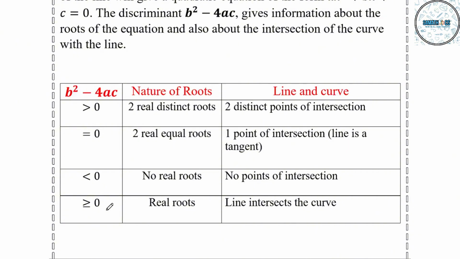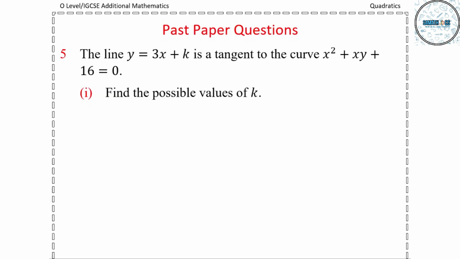We can use b squared minus 4ac is greater than or equal to 0 when only real roots are mentioned and it says the line intersects the curve. It's not mentioned whether the line is intersecting at two distinct points or just one point. Let's do some past paper questions.